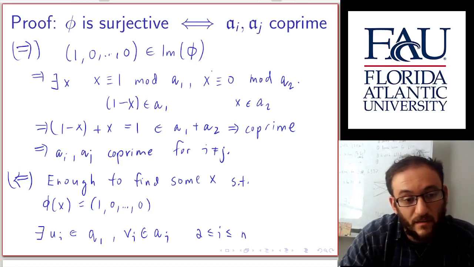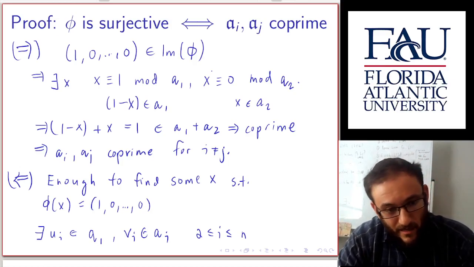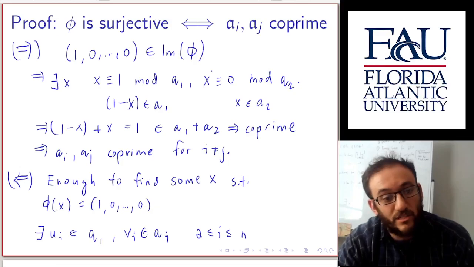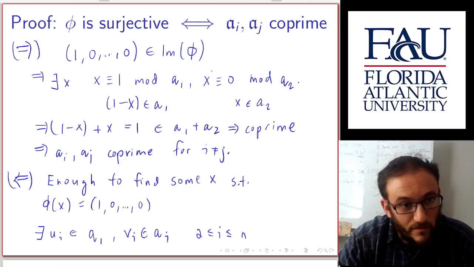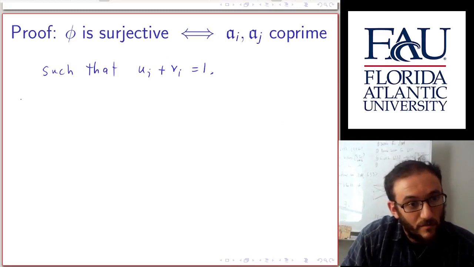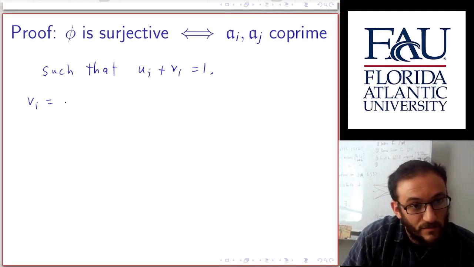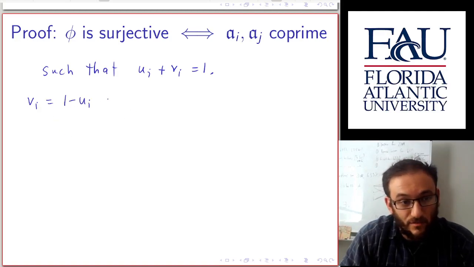Okay, so we want something which is equivalent, which is congruent to 1 mod a1, and which is in all of the other ideals. Because vi is equal to 1 minus ui, this is congruent to 1 mod a1.